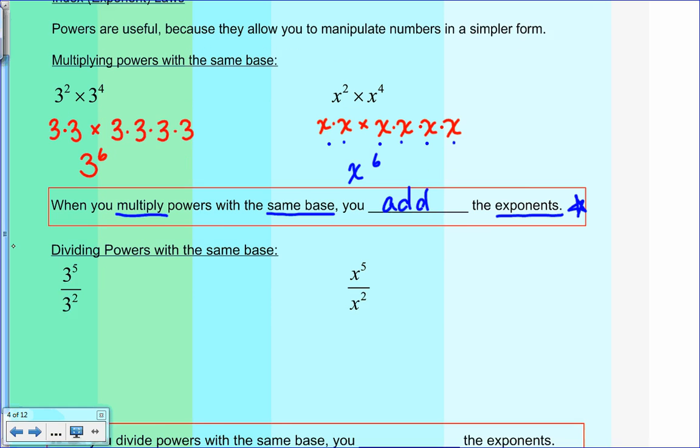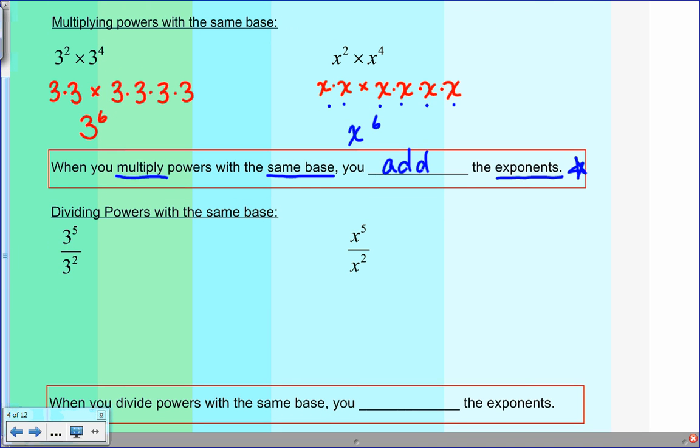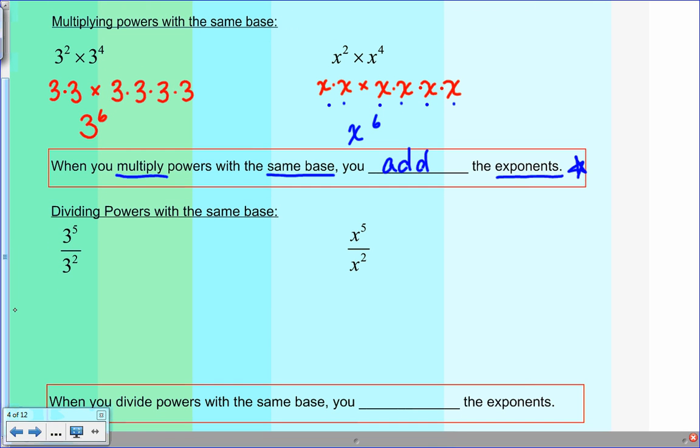When we divide powers with the same base, I'm going to do the same thing I just did. I'm going to write these out the long way. I have 3 to the 5th divided by 3 to the 2nd. By the way, this box right here goes on to the second page of your notes, so you can fill it in there. Now we'll be on the second page, and we're dividing powers with the same base.